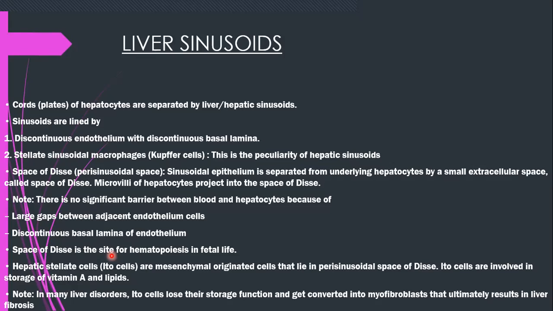Then we have another cell type known as the hepatic stellate cells of Ito, which lie in the perisinusoidal space of Disse. What is its function? Storage of vitamin A and lipids. But in liver disease, they usually undergo fibrosis, okay? And they are usually converted into myofibroblasts, leading to liver fibrosis, okay? So the hepatic stellate cells of Ito become myofibroblasts, leading to liver fibrosis.